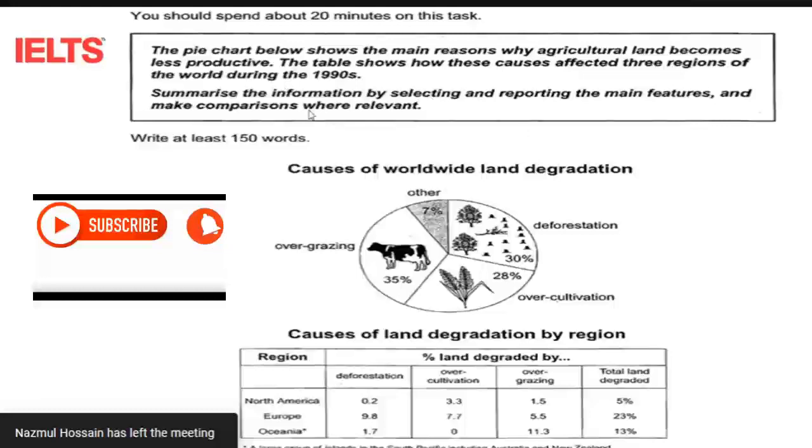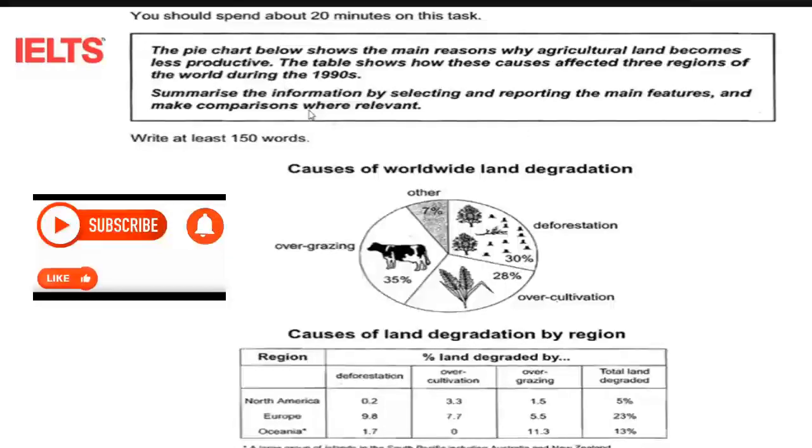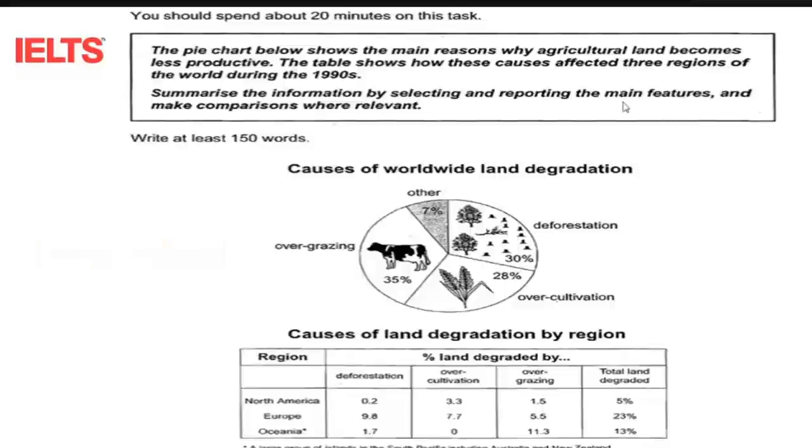They are asking for the main features, not everything you can see, not every 0.2, 0.3, 1.7, not every single piece of data should be brought into your report. You have to describe the main and relevant features, and do make comparisons between areas, countries, objects. Different graphical comparisons will be more eye-opening to the readers.